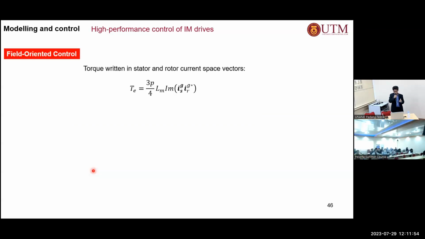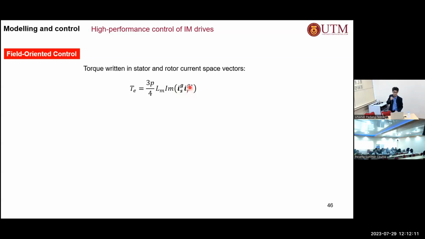All right. So in order to do this, we have to write the torque equations in terms of the rotor flux and stator current. All right. So we start off with the stator current and rotor current here. IS there stands for stator. IR there stands for rotor current.